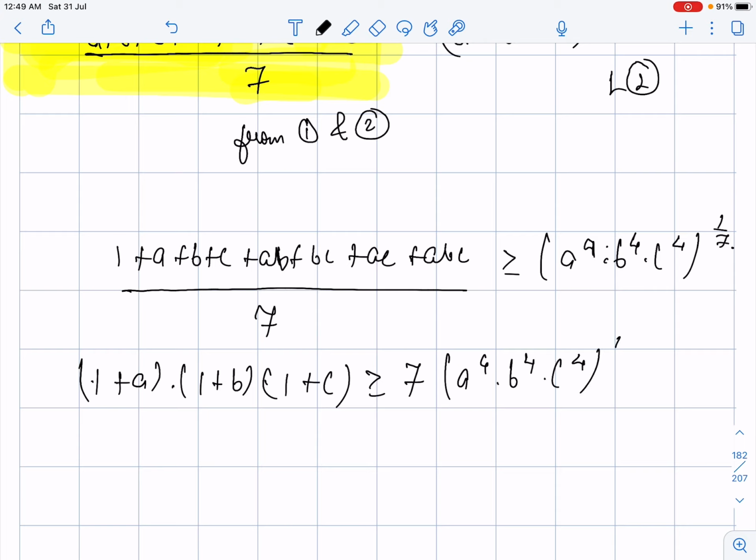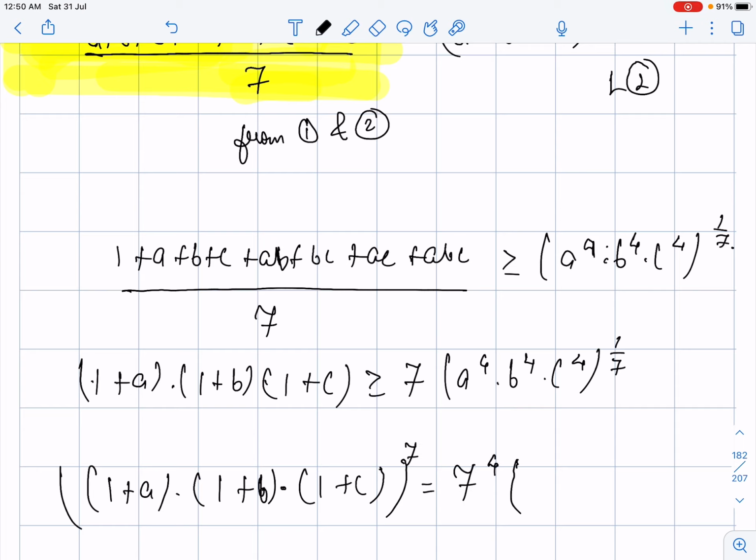Now taking the 7th power on both sides, it becomes 1 plus a dot 1 plus b dot 1 plus c whole to the power 7 will be greater than 7 to the power 7 multiplied by. And this time, guys, this will not be an equal to symbol. There won't be any equal to symbol, because this is perfectly greater than, strictly greater than. What we can see is that 1 was greater than 2 in one of them, and then 2 was greater than or equal to 2 was written. So definitely we may write 1 is greater than 2. That's why I'm writing strictly greater than.